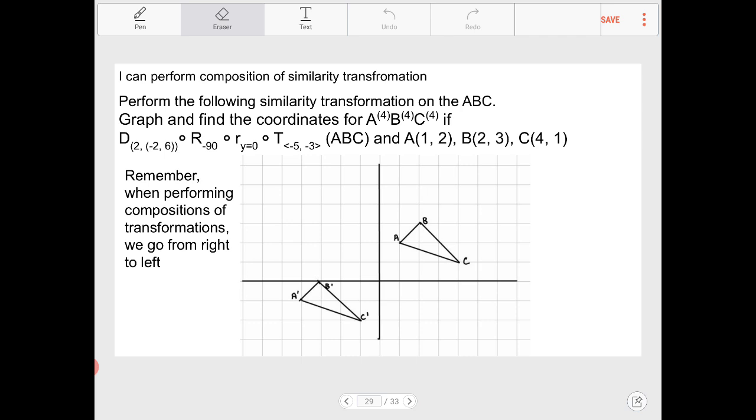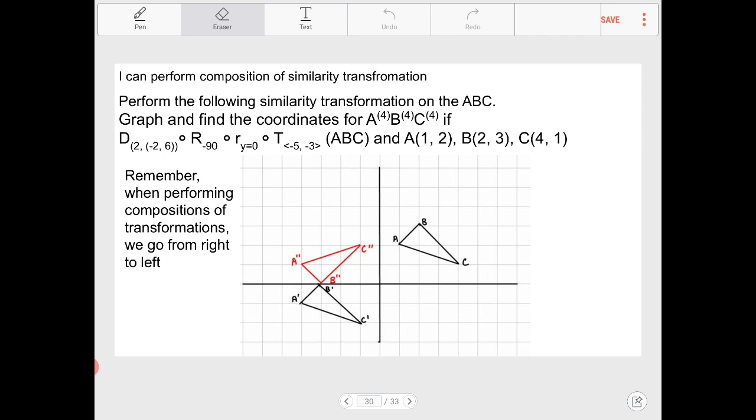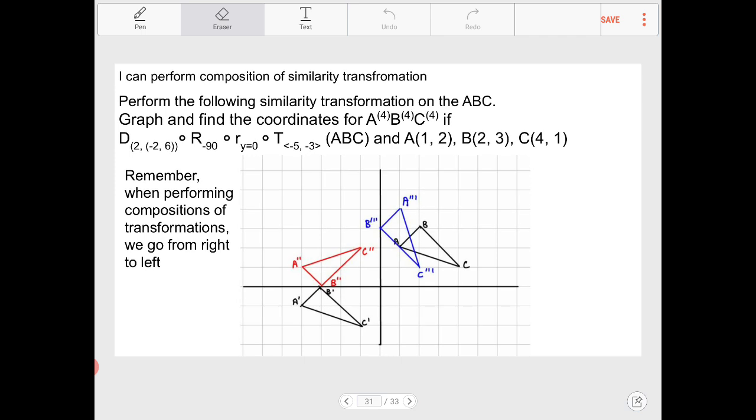So A prime, B prime, C prime will end up in the third quadrant. We're going to reflect this over the line y equals 0, which is basically the x-axis. And then finally, we're going to rotate this -90 degrees. -90 degrees means we are going to go clockwise, so it's going to end back up in the first quadrant.